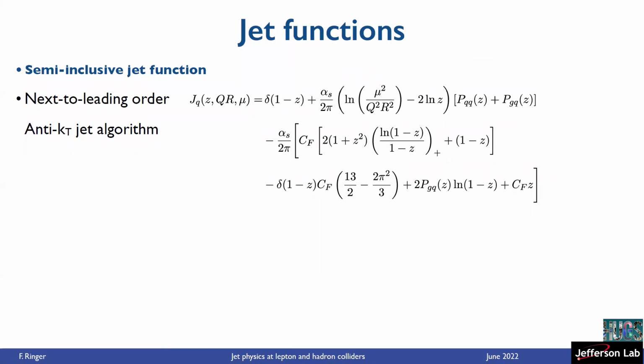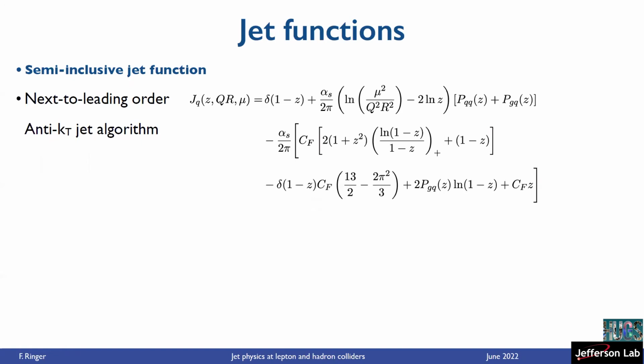This is multiplied now by the altarelli-Parisi splitting function. It's multiplied by both the quark splitting function and the quark to gluon splitting function, right? Because we're inclusive. If we have a splitting and we identify jets, we have both a quark and a gluon jet. So we have both the splitting functions here. That's the inclusive aspect of this.